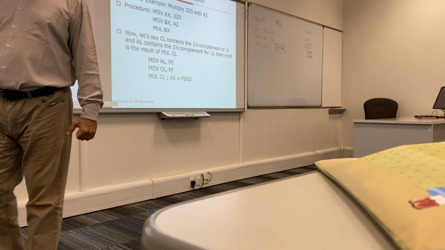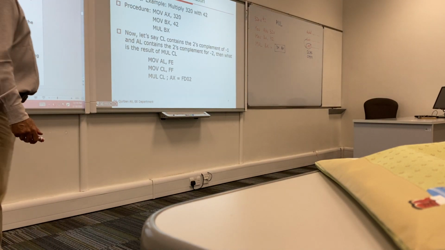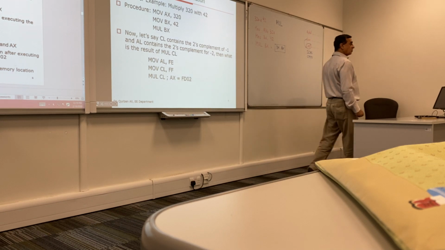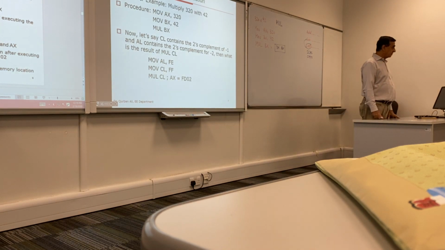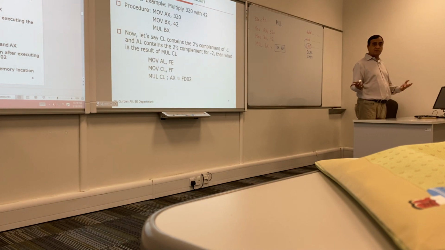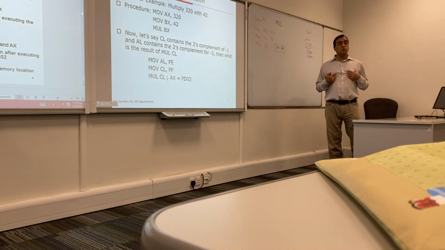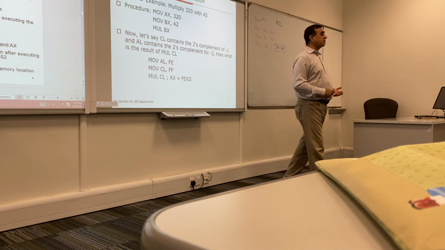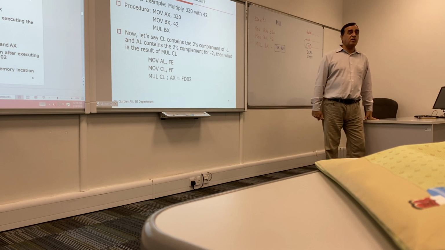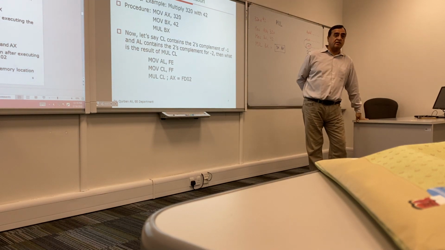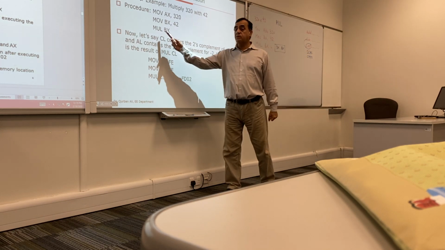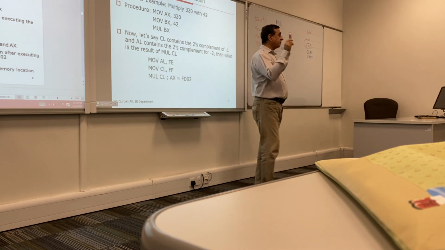Is this the correct answer? What am I expecting? I'm multiplying -1 by -2, so I'm expecting the answer 2, right? But what I'm getting is FD02. This is wrong. This is not the one which we want. The calculation is correct, so what is the point here? The point is mul can only be used for positive numbers.